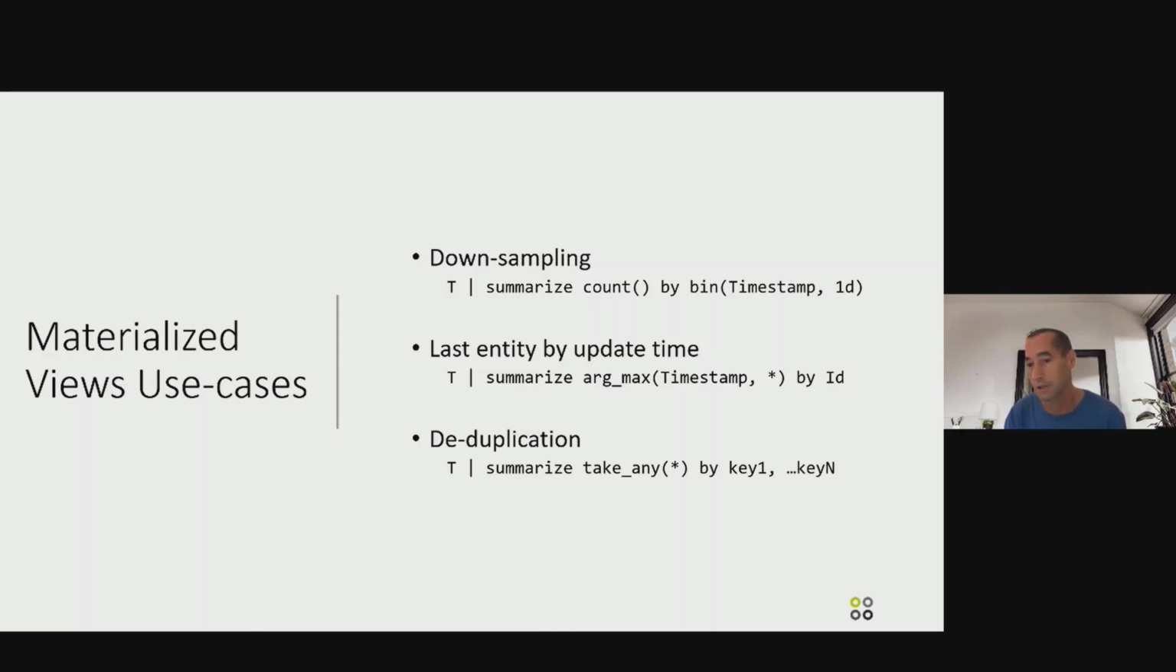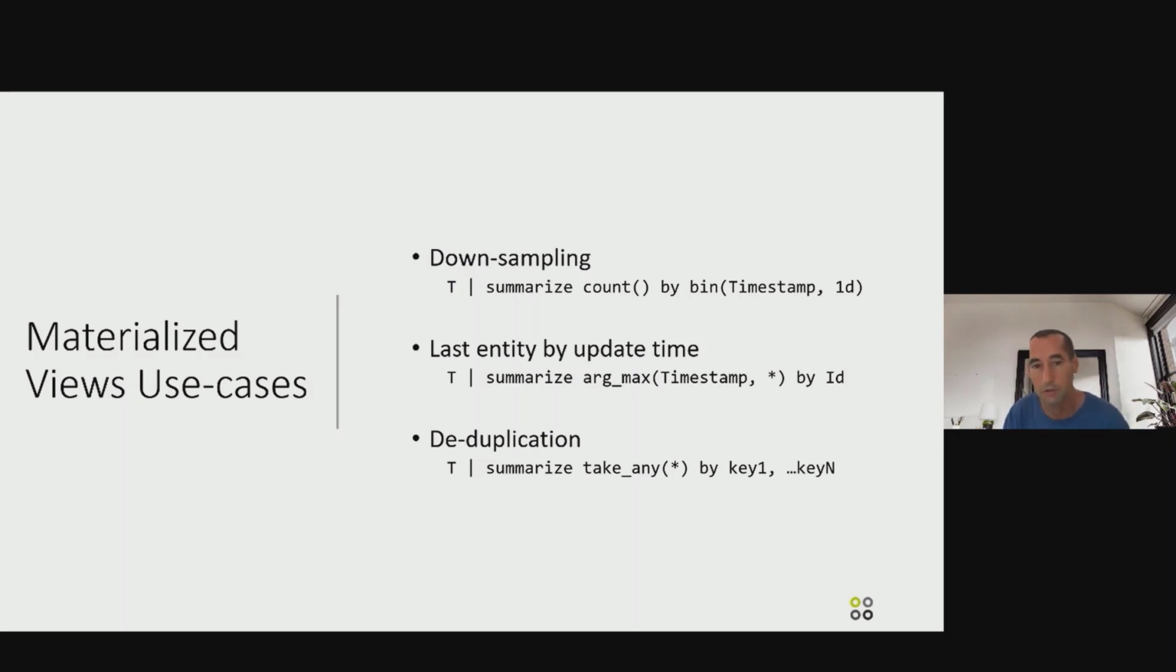The third scenario is deduplication. Unfortunately, from time to time, we see systems that have duplications in them. And then our users come to us and say, we want to first deduplicate the data. We really care about not having duplicates. And then we want to do other calculations. For that, we can run summarize take_any by the different keys that you're interested in. This calculation is very heavy if you do it during the query itself, so you can do that in a materialized view.